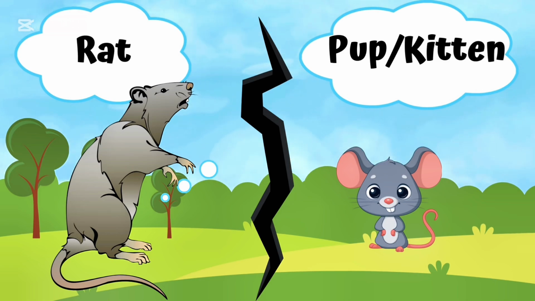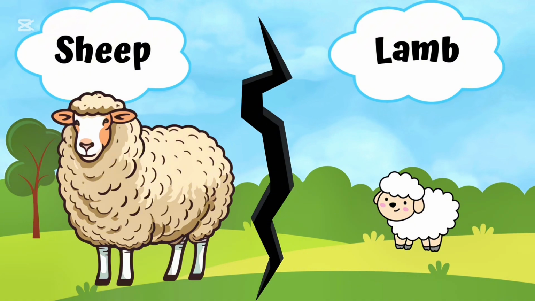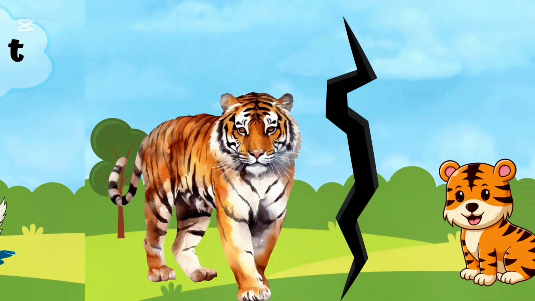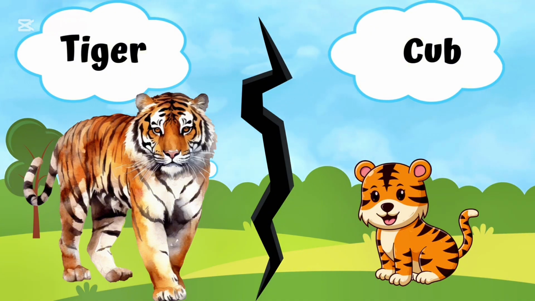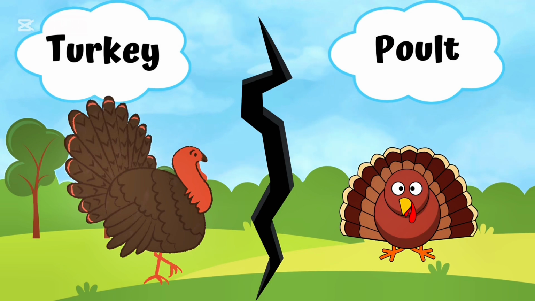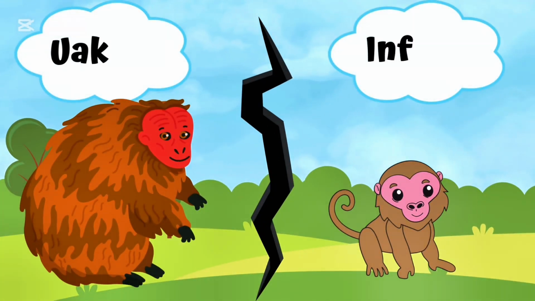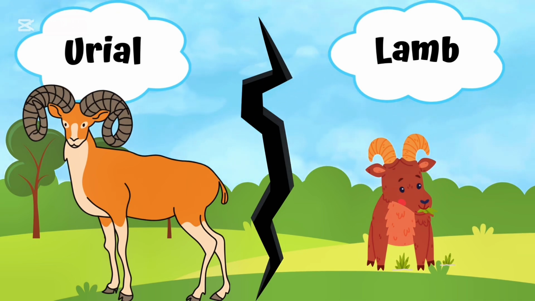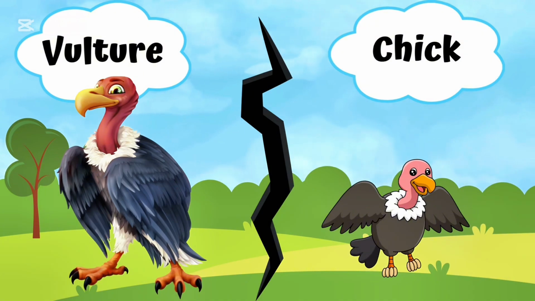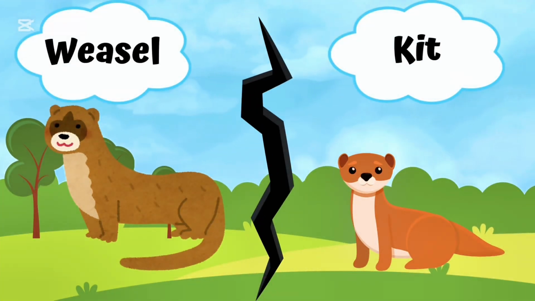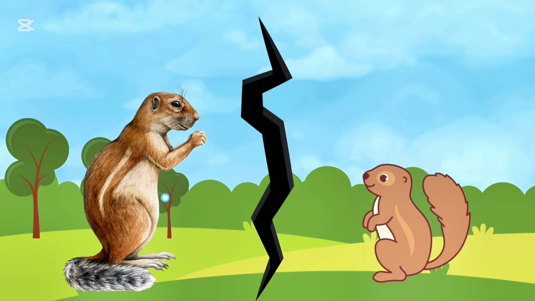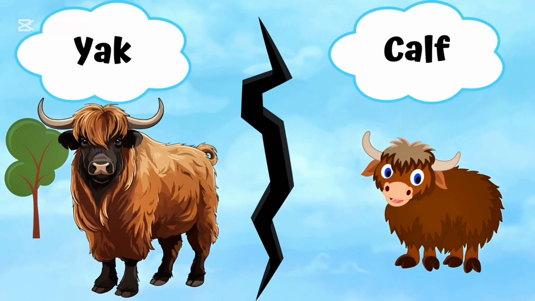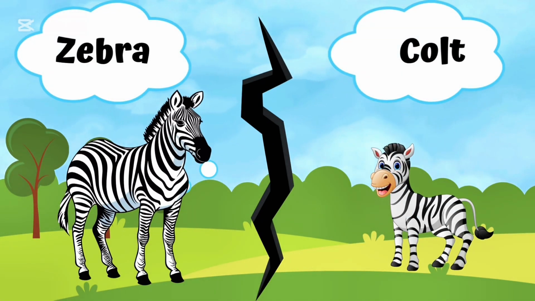Rat, baby name pup or kitten. Sheep, baby name lamb. Swan, baby name cygnet. Tiger, baby name cub. Turkey, baby name poult. Wikari, baby name infant. Euro, baby name lamb. Vulture, baby name chick. Weasel, baby name kit. Cerus, baby name pup. Yak, baby name calf. And zebra, baby name colt.